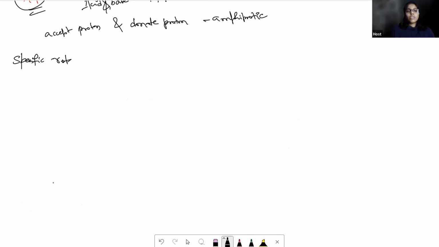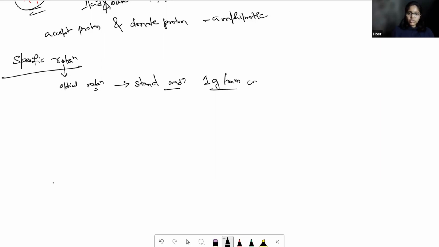So the specific rotation definition says that it is the optical rotation that you are going to get at the standard conditions, like 1 gram per milliliter of concentration and 1 decimeter of path length. So this is known as specific rotation.